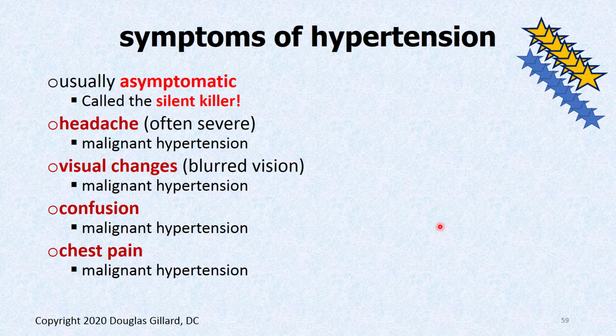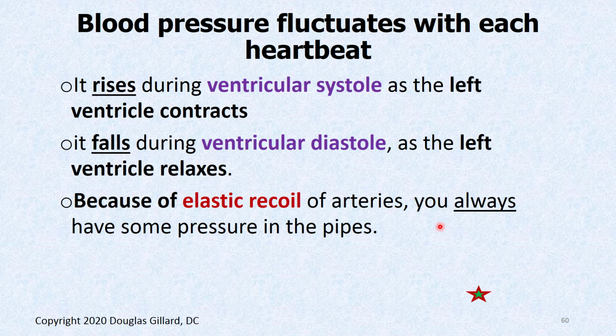What are the symptoms of hypertension? Usually nothing, right? That's why it's the silent killer, because it's asymptomatic until it gets high enough up into the malignant hypertension range, and then you get headache and visual changes and confusion and chest pain. Those are signs of malignant hypertension. Blood pressure fluctuates with each heartbeat. Yeah, it rises during ventricular systole and it falls during diastole. Hope if you don't know that, you're in big trouble.